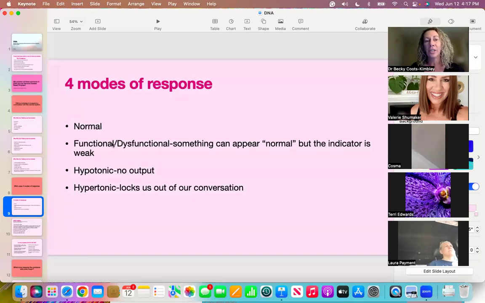The magic is functional dysfunctional. What does this mean? So functional dysfunctional could be the movement looks okay, the muscle test looks okay, but when you check the indicator, it's saying no. There's something hidden underneath that normal muscle test. So you can think about all the times you've muscle tested or sway tested and you get a yes. Is it really? Or is there a hidden dysfunction underneath of it?